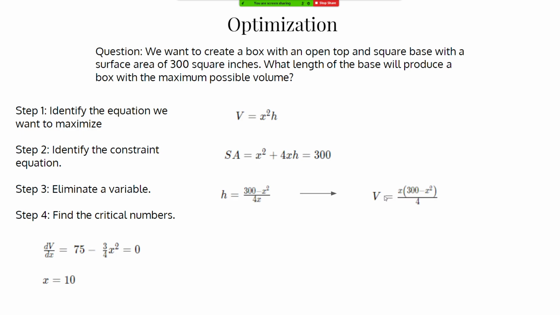In order to maximize it, we have to set the derivative to 0 and solve for critical numbers. The derivative is 75 minus 3/4 x squared. If you set that to 0, you get x equals 10.